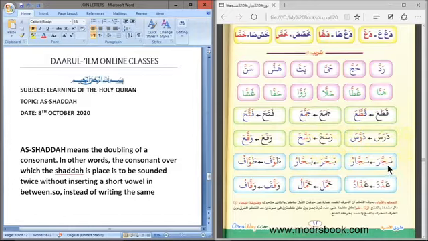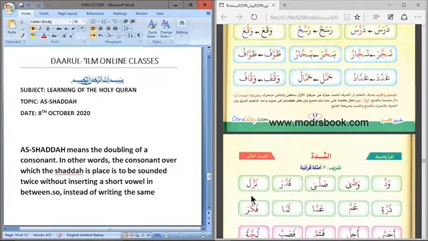Najjara, jim has shaddah. Najjara, najjaru. Bahara, baharu. Tawafa, tawafu. Addada, addadu. Hammala, mim has shaddah. Hammala, hammalu. Waqqafa, waqqafu. So these are letters with shaddah.